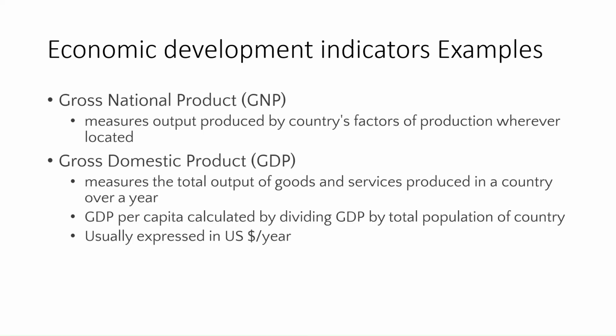So we have GNP, gross national product, which measures output produced by countries' factories of production wherever located. GDP, gross domestic product, measures the total output of goods and services produced in a country over a year. GDP per capita is calculated by dividing GDP by total population.